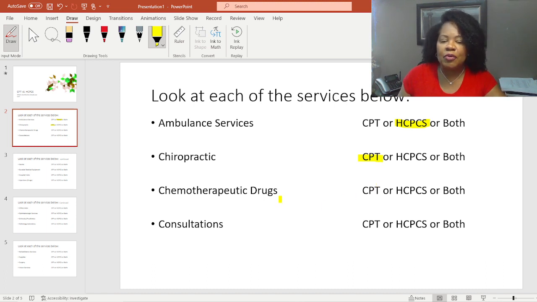Look at chemotherapeutic drugs. Now these drugs are medications. These are a supply. Therefore, they're captured with HCPCS. And then consultations. Now with consultations, it gets a little tricky. Is it a consultation with a licensed MD? If so, it's CPT. But if it's not with a licensed MD, then it would be with HCPCS. Therefore, I'm going to say both in this case.